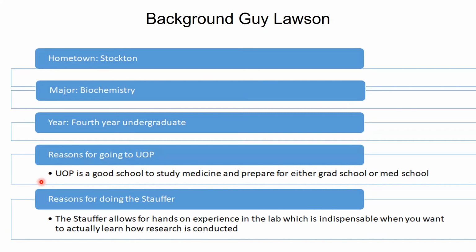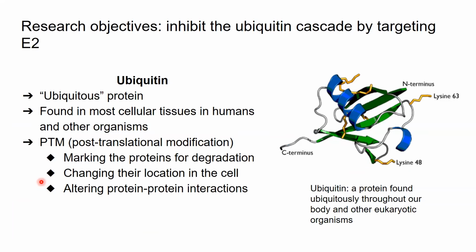Specifically, in this lab that we did, we're studying a protein called ubiquitin. So what is ubiquitin? Ubiquitin is a protein, and it's involved in something called PTM, post-translational modification. What that means essentially is that ubiquitin in the body can flag proteins for degradation by the proteasome. That just means it can mark a protein to be broken down into its constituent parts.